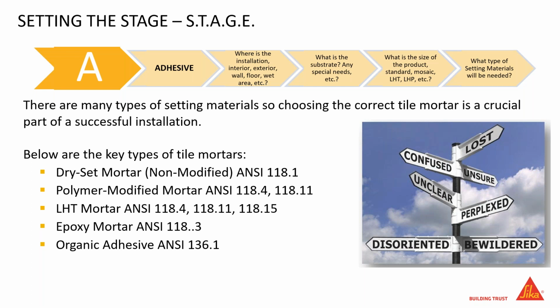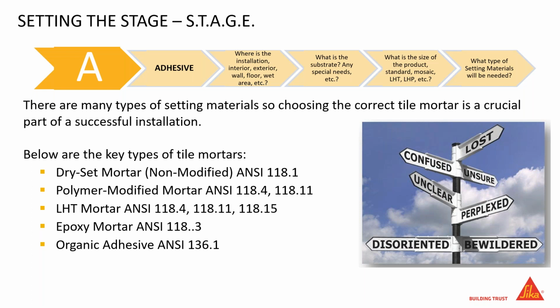I travel all over the United States in different areas, and different areas prefer different types of mortars. I've still got areas in the United States that use a non-modified mortar with a milk or latex additive to it. But then you've got the polymer modifieds, the ANSI 118.4s and 11s, up to the 15s that are already modified. They all have certain characteristics.